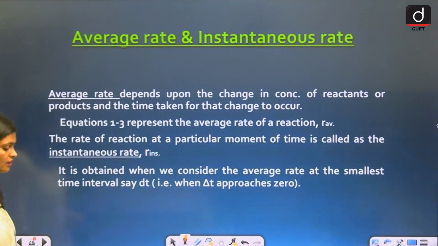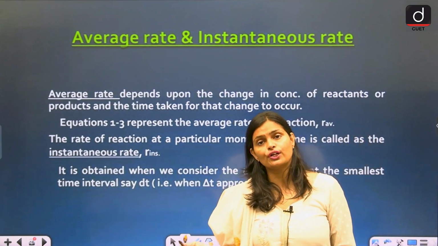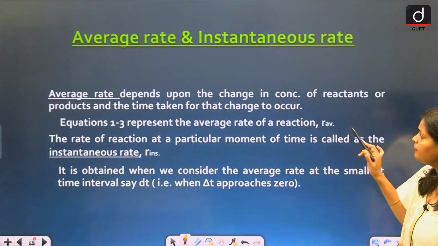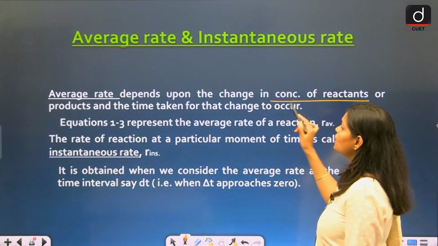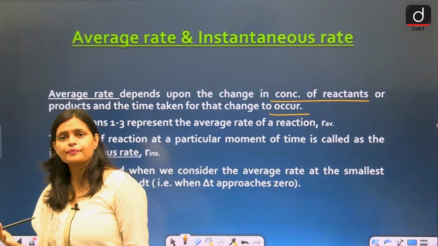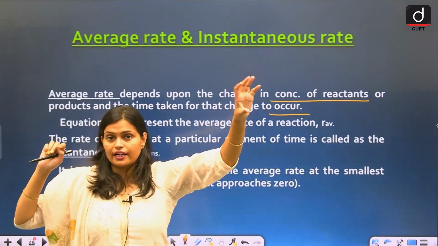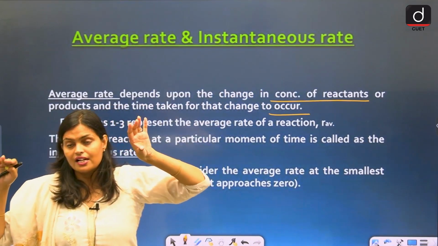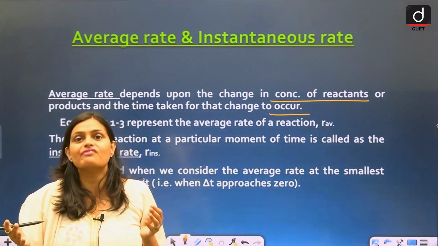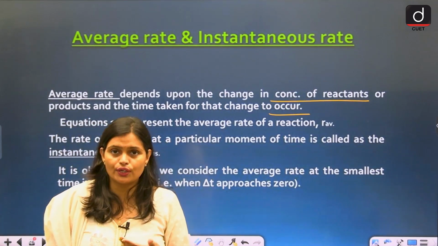Now we have another type of rate, the average and the instantaneous rate of reaction. Some reactions are considered as an average rate of reaction, some as an instantaneous rate of reaction. Okay. Average rate depends upon the change in concentration of reactant or the product and the time taken for that change to occur. So basically, initially at time T1 the concentration of reactant is R1. At time T2 the concentration of reactant decreases and becomes R2. So now if you have to find out the rate, you will take the average. Now you will take R2 minus R1 over T2 minus T1. This is the average. Okay, this is what we call the average rate of reaction.